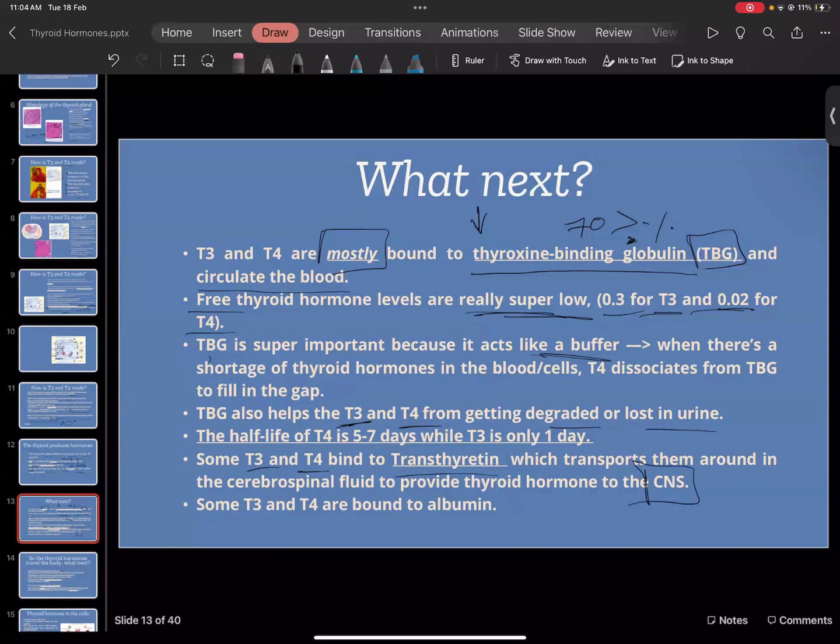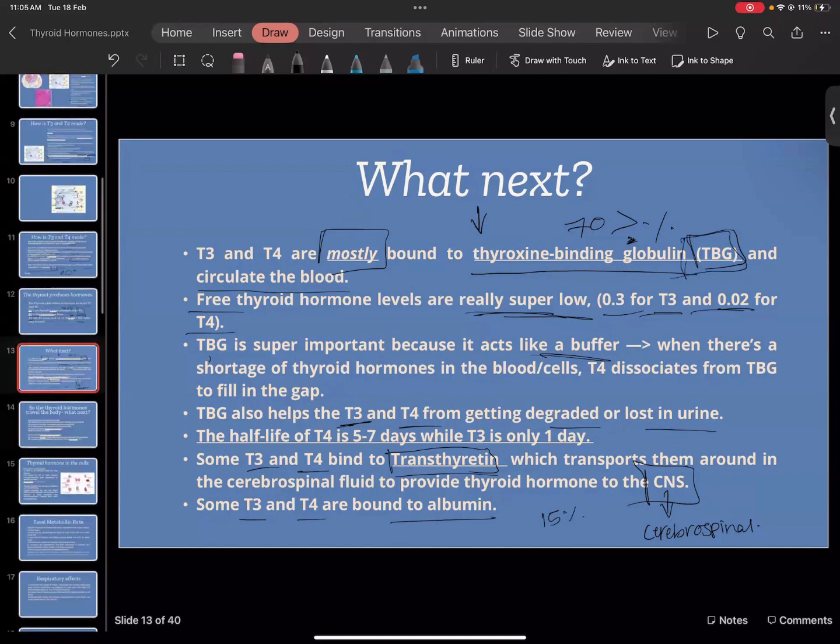Okay. So the T3 and T4 bind to transthyretin in the CNS. Here the keyword is the CNS. The CNS is the central nervous system, and the CNS has something called cerebrospinal fluid, which is like the fluid of the brain. So it's important to remember that transthyretin is the one that binds them in the cerebrospinal fluid in the CNS. Some T3 and T4 are bound to albumin. This is not really important, it's literally like 15% which are bound to albumin. But the most important one is TBG.